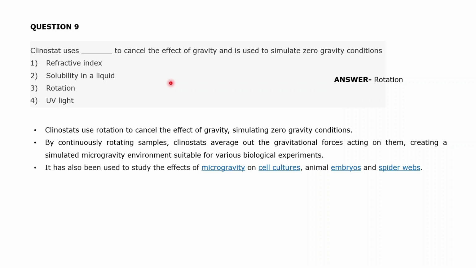So when you are using a clinostat, when it is rotating at a particular RPM, it nullifies the gravity effects within the sample that is rotating along with the clinostat. Basically, in outer space research, in the ISS, the International Space Station, they carry out these experiments using the clinostat.